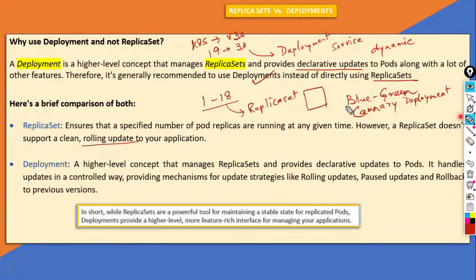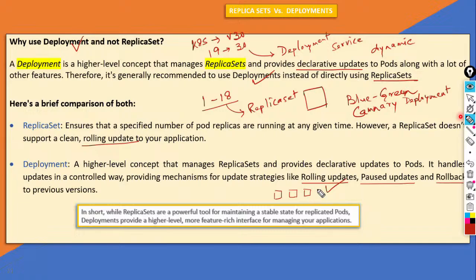So blue-green deployment, canary deployment depends on rolling updates, and that is possible only with the deployment manifest file. It is a higher level concept that manages replica sets and provides declarative updates to pods. It handles updates in a controlled way, providing mechanisms for update strategies like rolling updates, paused updates, and rollback to the previous version. So everything that you need: rolling update, that means your update is step by step, gradual.